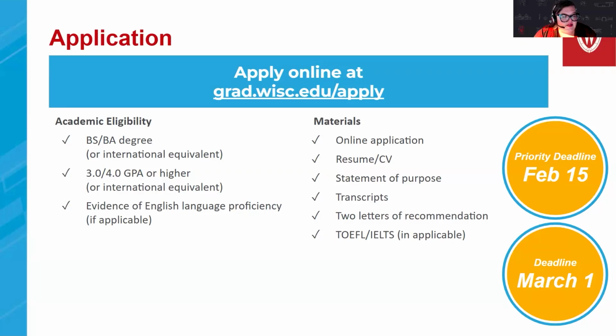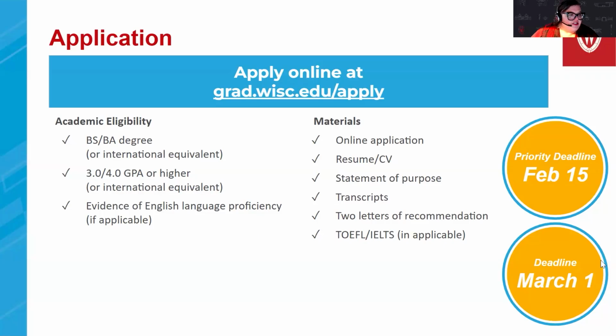And with that, the iSchool does look at applications on a holistic basis. So if your GPA is hovering around 3.0, don't worry too much, because the other parts of your application, like your recommendation letters, statement of purpose, and resume, those are going to really bolster your application and give the committee a good idea of who you are. Evidence of English language proficiency, if applicable, and all of this information is on the website as well.